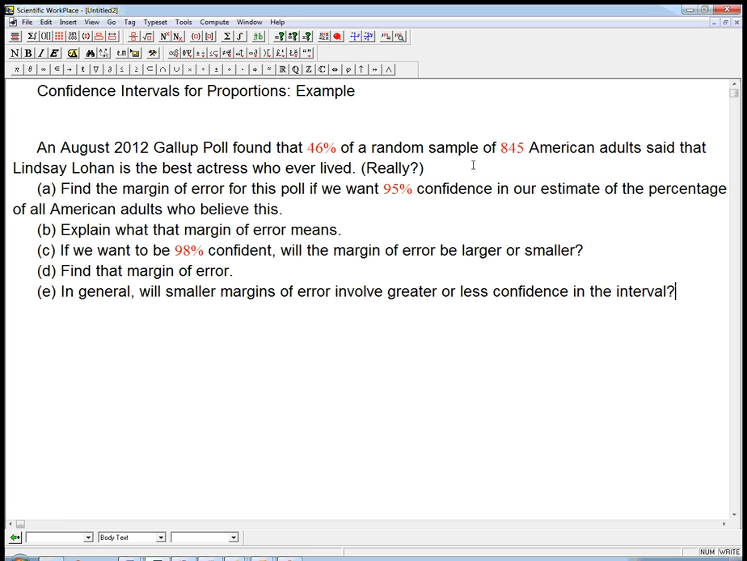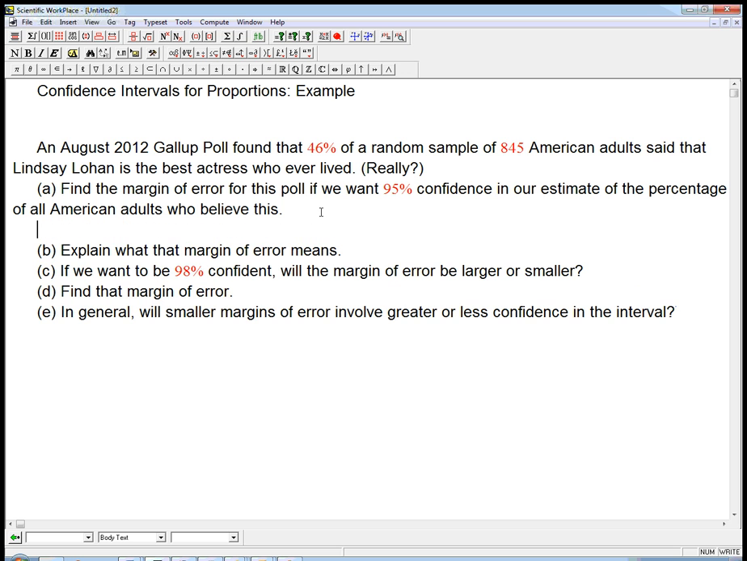So the point is not what these 845 American adults believe. It's hoping that they're a representative sample that lets us predict what all American adults believe. So we would guess that somewhere near 46% of all American adults believe this statement, and we'd like to quantify how much confidence we have with that. Okay, so the margin of error for 95% confidence.